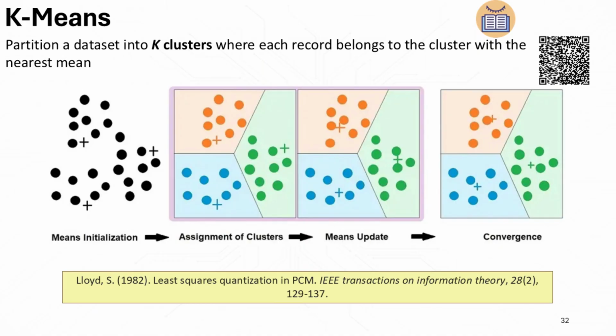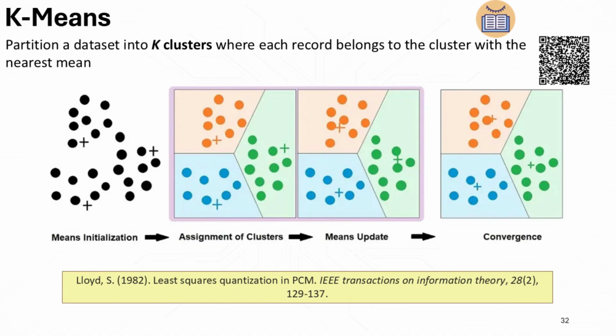To turn our cloud of demand points into actionable business categories, we use k-means. This algorithm partitions our dataset into k distinct clusters, where each historical record is assigned to the group with the nearest mean, also known as a centroid. The process is highly iterative and follows 4 logical steps shown in the diagram.